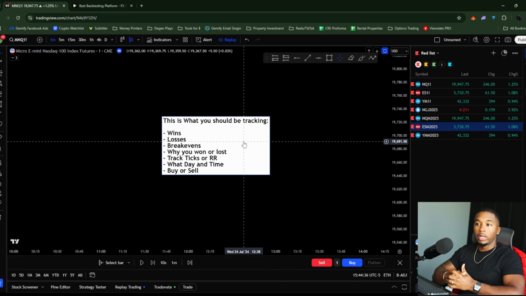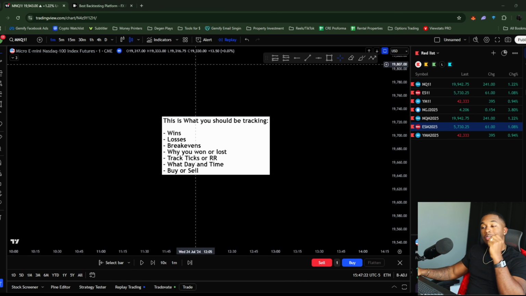The reason why that's important is because you want to be able to see for yourself, because a lot of people, and they don't realize it, a lot of people are better buyers than they are sellers, or some people are better sellers than they are buyers. So you want to track that so you could be aware and see for yourself where you fall on that metric.